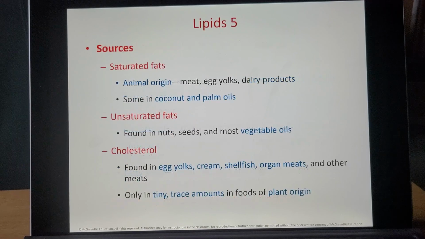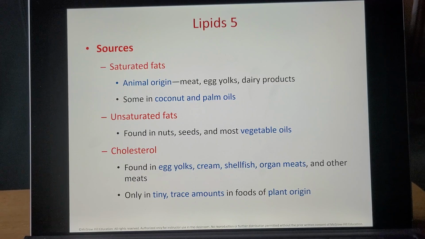Okay. So, sources of our lipids. So, we have our saturated fats. These are mostly animal fats, and you do have some in coconut and palm oils. Your unsaturated fats are mostly your vegetable or plant-based fats. And then you have cholesterol from egg yolks, so the yellow part of an egg.